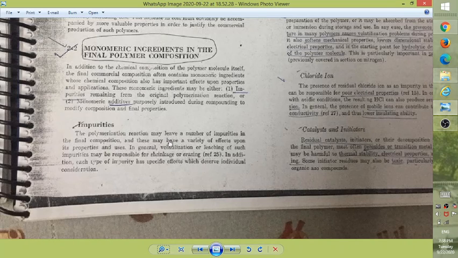The polymerization reaction may leave a number of impurities in the final composition. Like I said in third semester, in bulk polymerization there is hardly any impurity, but in solution there is impurity, and in suspension there are impurities. They may have a variety of effects upon the properties and the uses. In general, volatilization or leaching of such impurities can be responsible for shrinkage or crazing. In addition, each type of impurity has specific effects which deserve individual consideration.